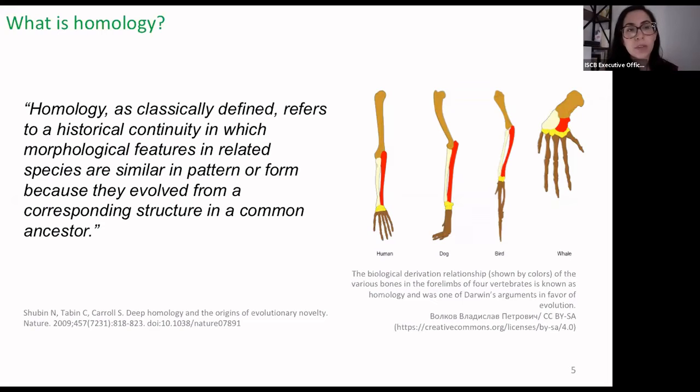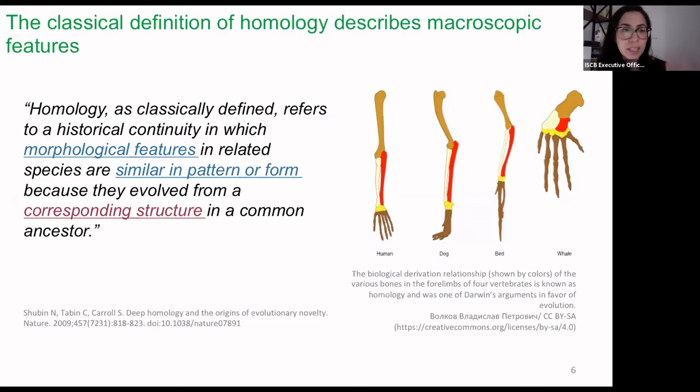So what do we learn from this definition of homology? Well, the first thing we can see is that in this classical definition, it refers to morphological features, which means things that can be seen, that are macroscopic. And then we are going to study the patterns of these morphological features. And this is going to tell us something about historical continuity because these are corresponding structures. And the reason we can make hypotheses with this is just because they are corresponding. If we don't have corresponding structures, we can't compare them.